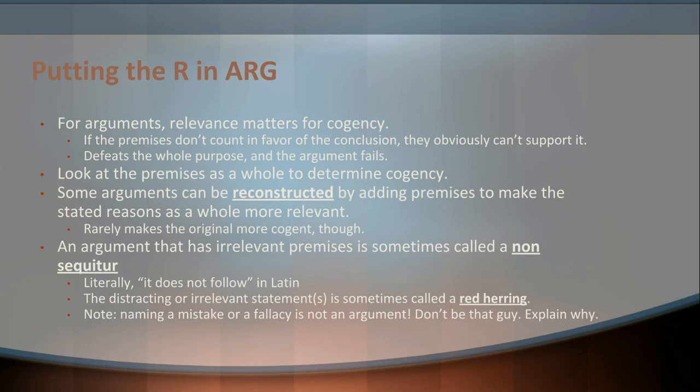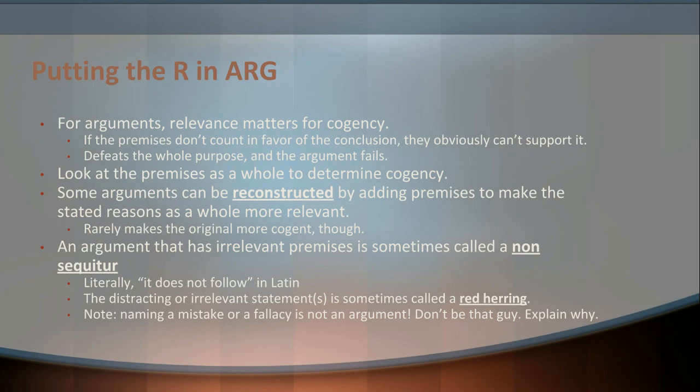Even though I've added more premises, the original argument of it's sunny outside, therefore you have a good grade in here, that's obviously not nearly the kind of thing that I said in the reconstructed version. The reconstructed argument says something entirely different. Really, it ought to be treated as a separate argument because it states something very different from the original.